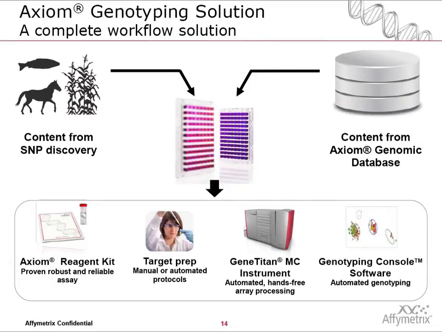The arrays themselves can be customized, or they are pre-designed. And then we offer a complete genotyping solution with a robust and reliable assay, the Axiom 2.0 assay. Our target preparation methods are manual or automated protocols, and this is then processed within the GeneTitan MC instrument for hands-free automation. Once you've completed your target prep, you load these array plates with your samples into the system, and 2 days later you have your results that can be analyzed with Genotyping Console software.